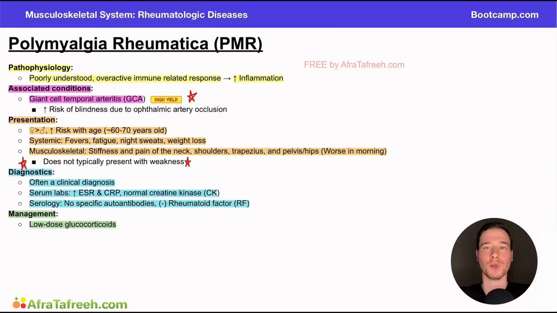Vital signs are within normal limits. You decide to get some labs and notice that she has elevated ESR with a normal creatinine kinase. The question then asks you which of the following is a patient's most likely condition. Well, based on this video, the correct answer would be polymyalgia rheumatica.